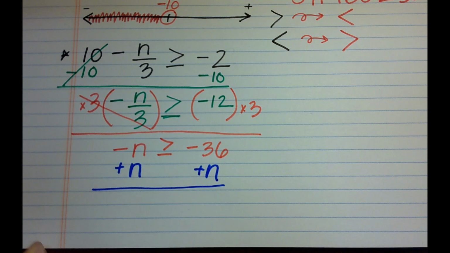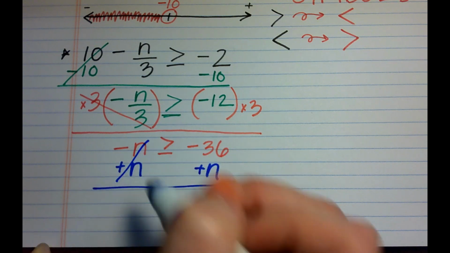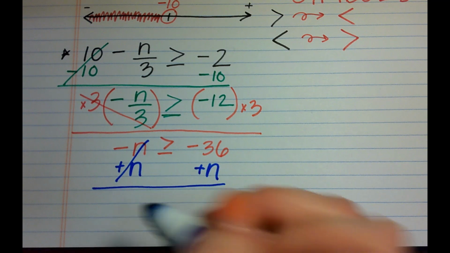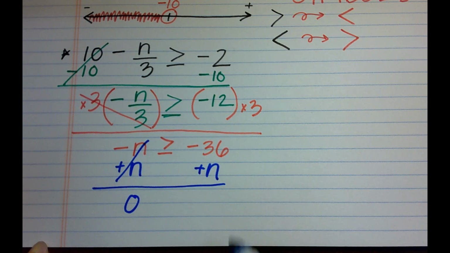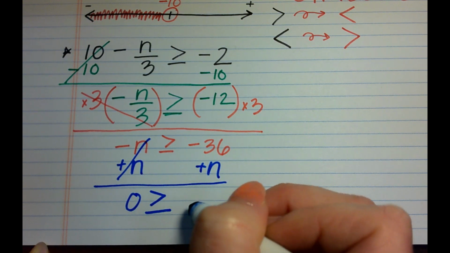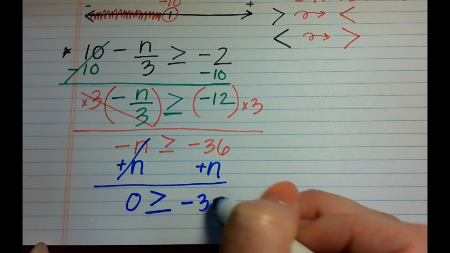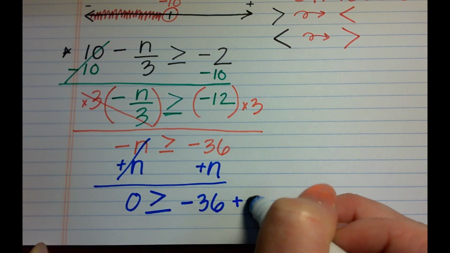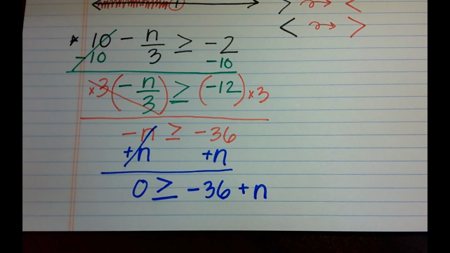What happens over here? It cancels. So I'm going to write 0. And then greater than or equal to. Now I have negative 36 plus n. But I want my n on one side and my number on the other. So how do I get 36 over there? Or negative 36?